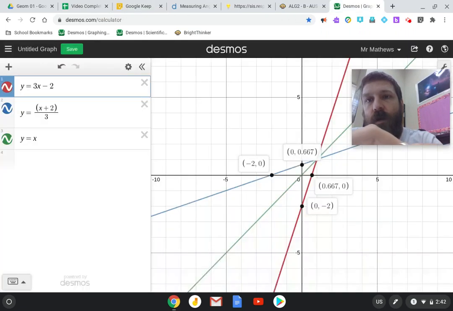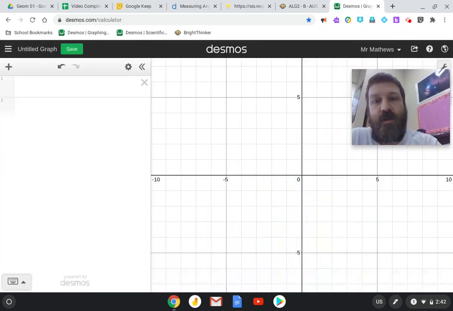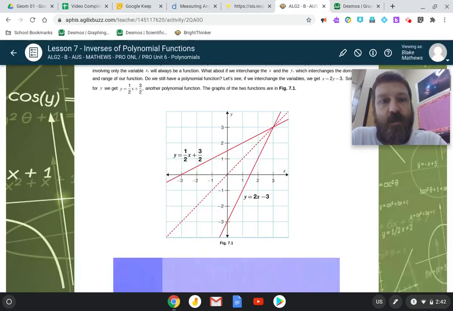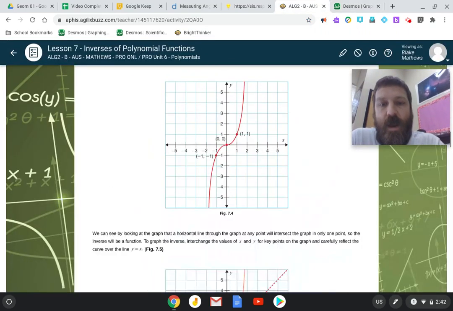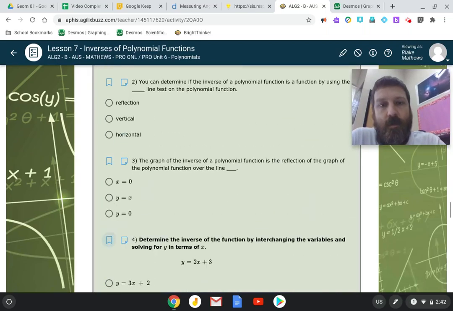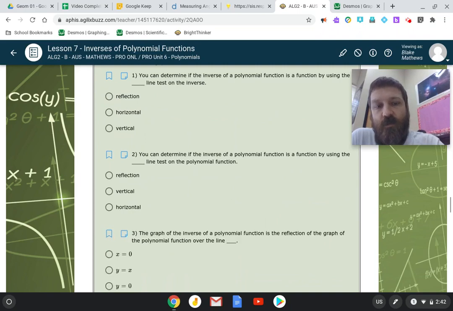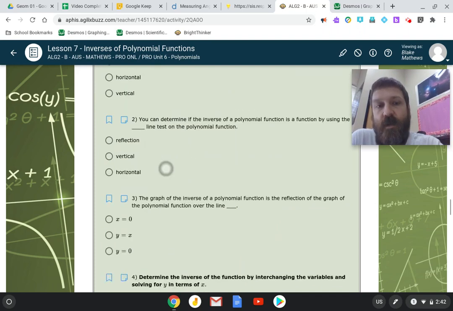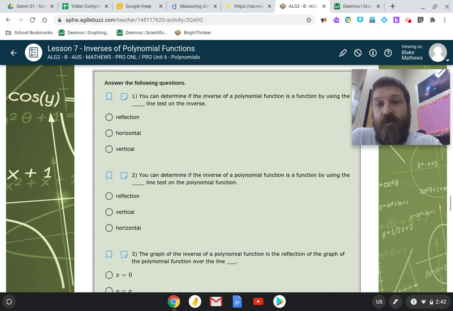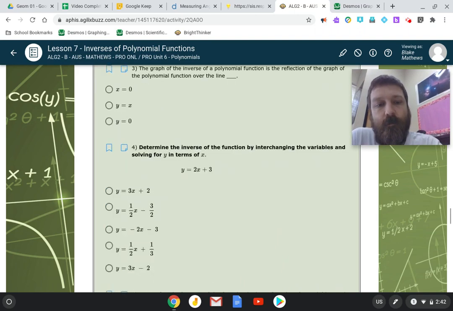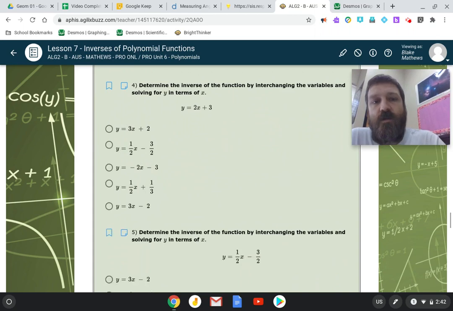All right, so that's a graphical understanding of how this works. Let's hop over to the lesson and talk about how we do this algebraically. First things first, you've got some vocabulary here. All of this content, questions 1, 2, and 3, you can find in the vocab or in the lesson, in particular the vertical and horizontal line tests, which I will discuss later. Number 4: determine the inverse of the function by interchanging the variables and solving for y in terms of x.